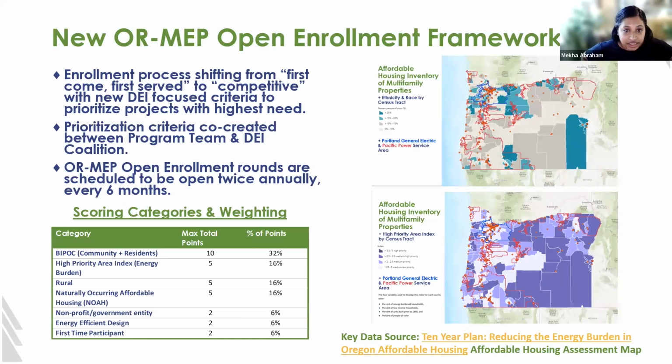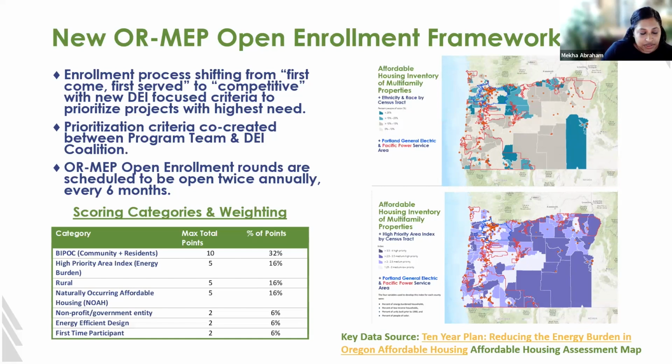So as I shared earlier, with the demand and interest in the program, the OR-MEP enrollment process is shifting from a first come, first serve approach to one that is now competitive, with a new DEI-focused criteria to prioritize projects with the highest need. The open enrollment prioritization criteria was co-created between the program team and the DEI coalition, and the new enrollment process is called OR-MEP Open Enrollment. Open enrollment rounds are scheduled to be open twice annually every 6 months.